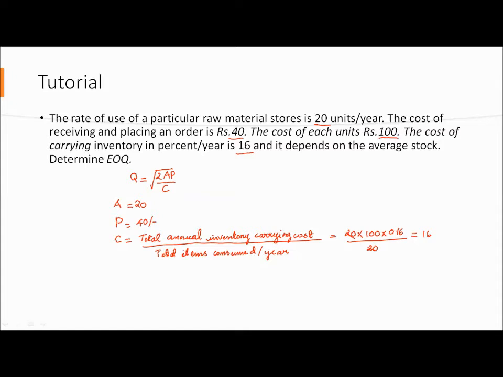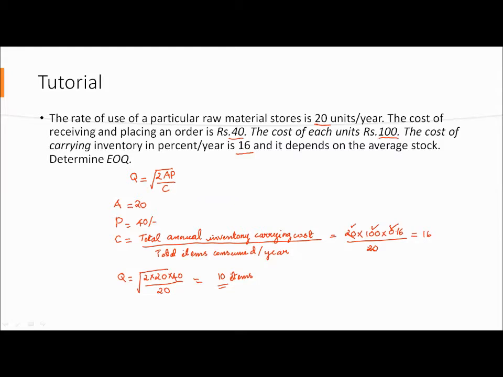Now you have the value of A, the value of P, and also the value of C. Total annual inventory carrying cost is actually the product of total items consumed per year, into the cost per item, that is 100, and the percentage of inventory carrying cost. So it will come to something around 60. Now you can find the value of Q, the economic order quantity. That is root of 2 into 20 into 40 divided by 20, so that will be 10. So it is economical for the company to order 10 items, so that the inventory cost will be minimum.